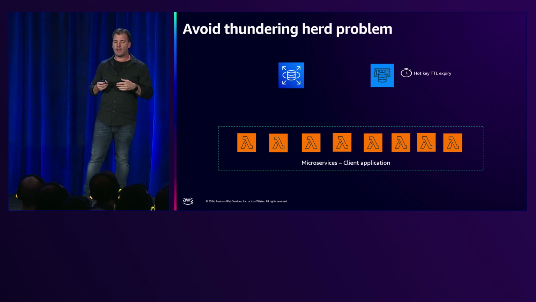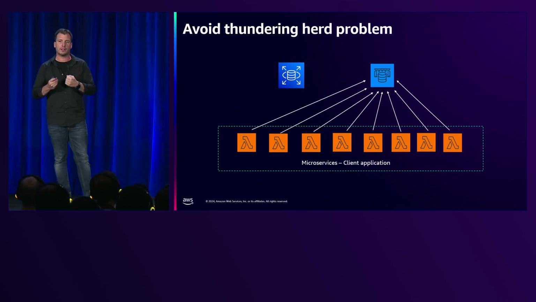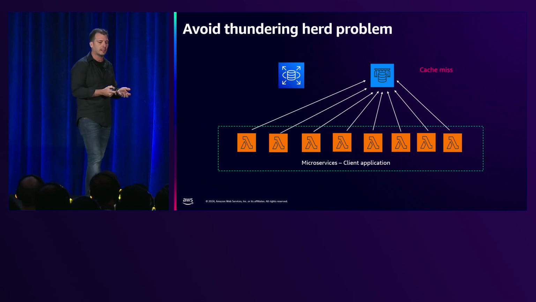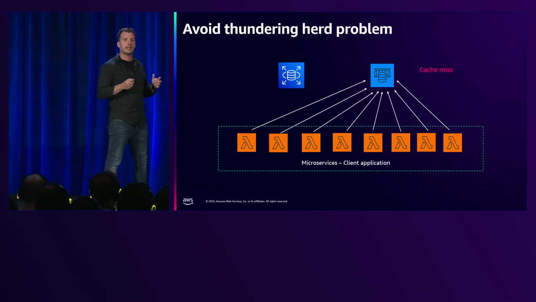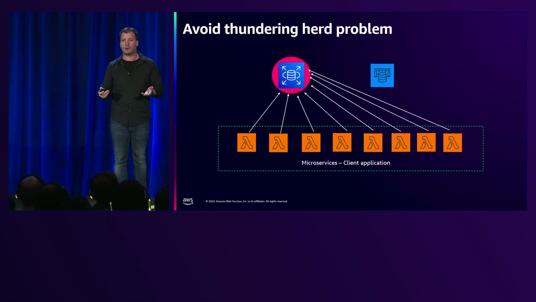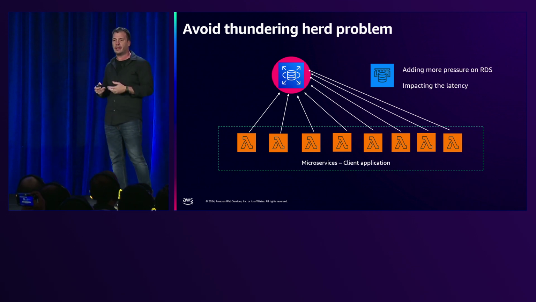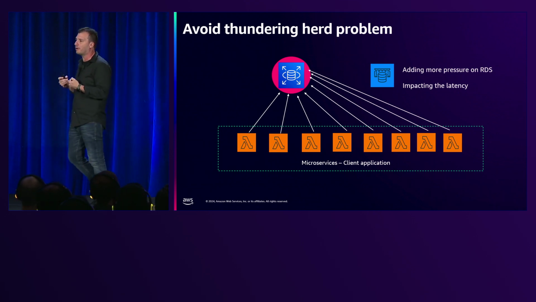So let's assume that we have a very hot item in the cache that's going to expire very soon. What's going to happen? All the clients are going to connect to the cache to retrieve this hot item that already expired, and they will receive a cache miss at the same time. They're all going to refer to the RDS, put more pressure on the RDS, and eventually impact our latency and performance.